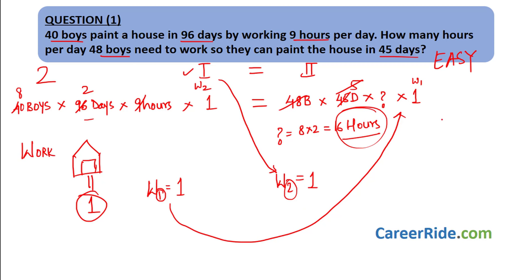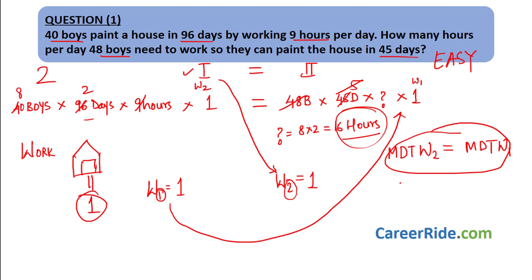See how easy it was. What we did was, we had men, we had days, we had time, we had the work done. But work done in the first case is on the right hand side. Work done in the second case is on the left hand side, and we just multiplied and equated them. Just multiply and equate them. This is the formula for chain rule. There's nothing else to it. You just need to multiply and equate. Okay, let's take a look at the formula for chain rule in a better manner.